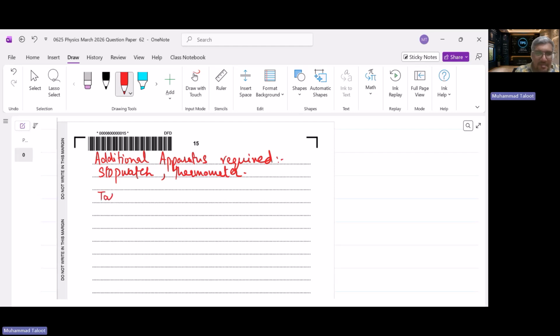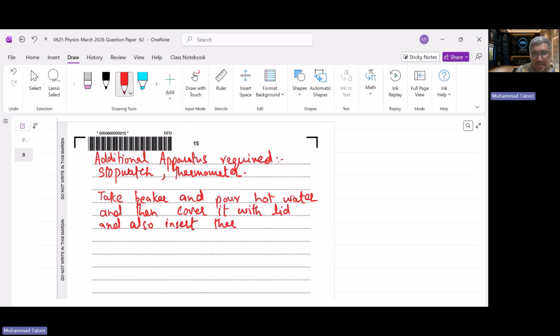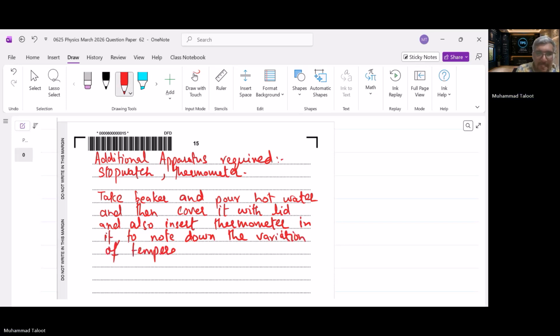So I would be saying, take a beaker and pour hot water, and then cover it with a lid, and also insert a thermometer in it to note down the variation of temperature at every minute. This thing is done. Then what will be this?